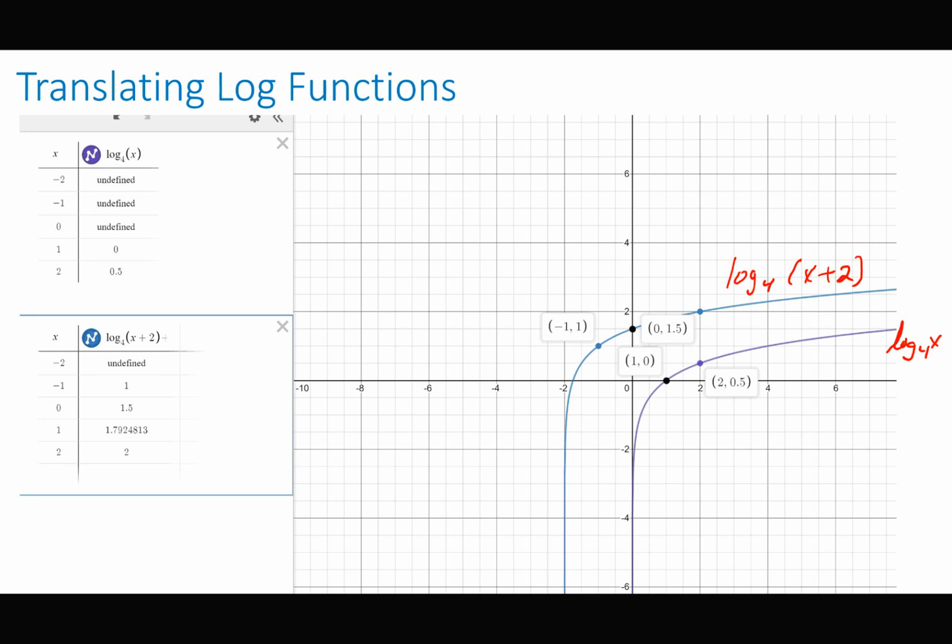I got an extra plus on there, I don't know why. I think I actually did this one as, yep, there should be a plus 1 on this function too. I was going to say, there's more going on. So this is really log base 4 of x plus 2, plus 1, because this shifted over and then up 1.